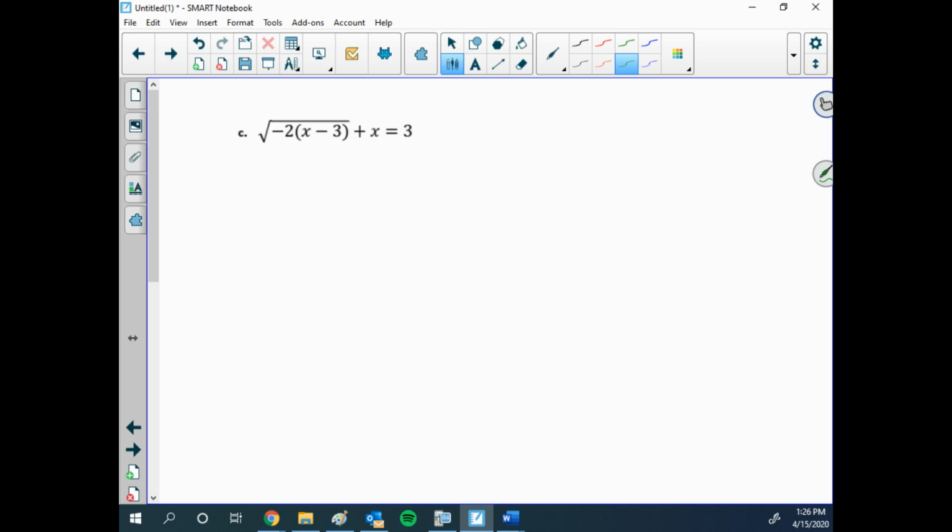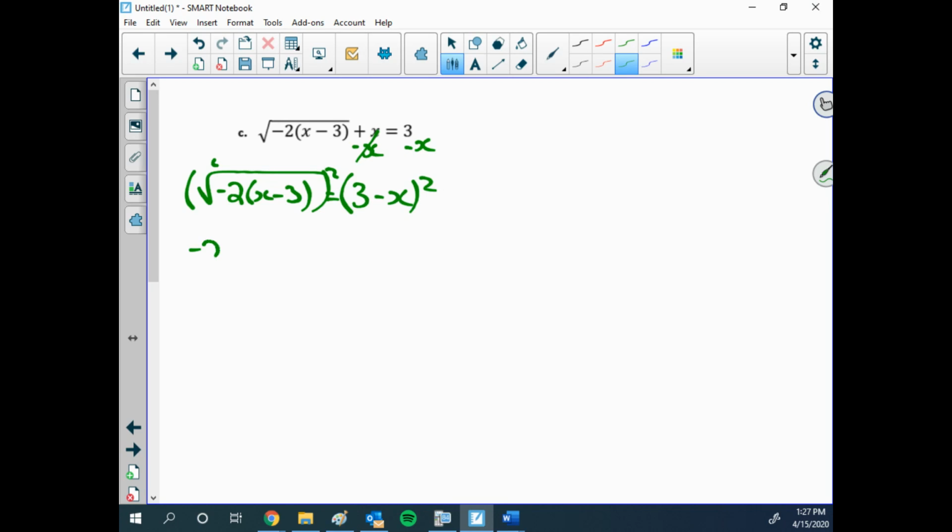What I need to do is get my radical alone. So I'm going to subtract x from either side. Now I'm left with the square root of negative 2x minus 3 is equal to 3 minus x. Not much more I can simplify here, so I now need to square either side. Squaring on the left side is going to get rid of that root sign.